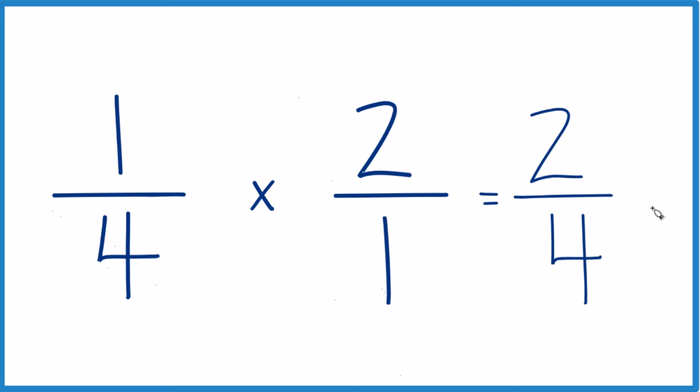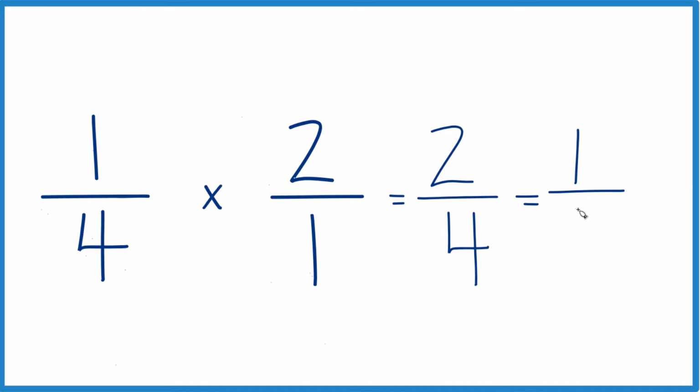And we can simplify this because we have two even numbers. 2 divided by 2 is 1. 4 divided by 2, that's 2. So 1/4 times 2, that gives us 1/2. Or you could say 1/4 divided by 1/2 gives us 1/2.